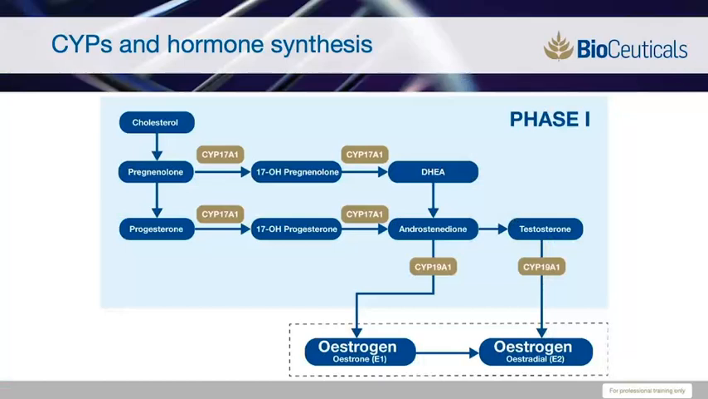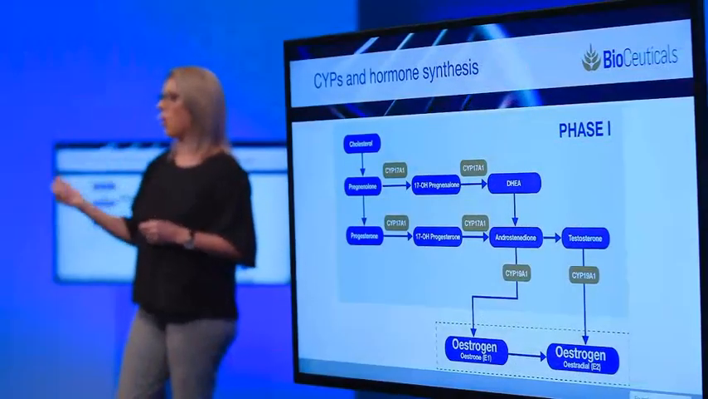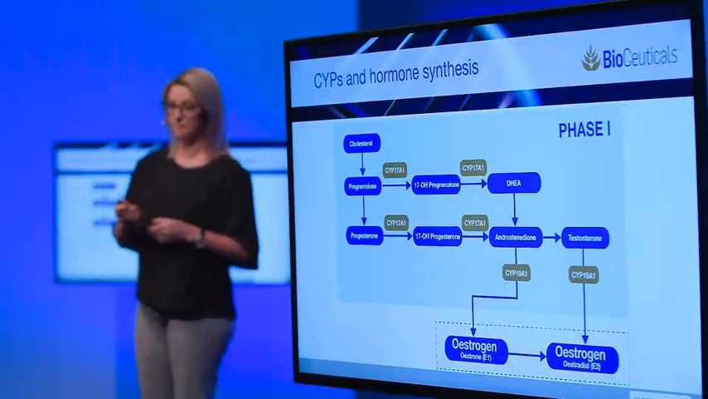CYP19A1 that you can see at the bottom is what converts our androgens down to our estrogens. It's also known as aromatase or estrogen synthase, and aromatase is actually heavily influenced by not only the genetic variation that I'll show you, but environmental factors, depending on someone's adipose tissue, alcohol intake and things like that.